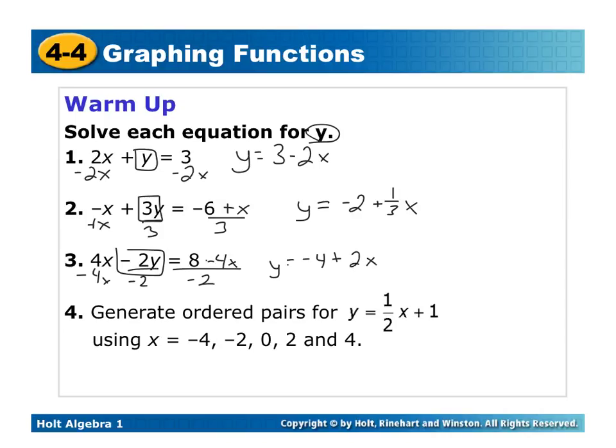On this last problem, we're just generating ordered pairs for y equals 1/2 x plus 1. So the easiest way I think to do this is just create a table. So I'm going to do negative 4, negative 2, 0, 2, and 4. Half of negative 4 is negative 2, plus 1 is negative 1. Half of negative 2 is negative 1, plus 1 is 0. Half of 0 is 0, plus 1 is 1. Half of 2 is 1, plus 1 is 2. Half of 4 is 2, plus 1 is 3.